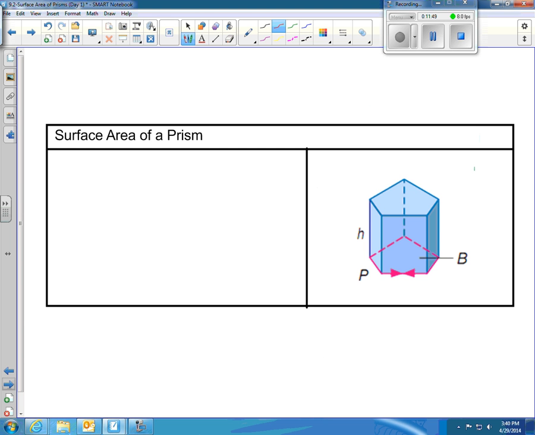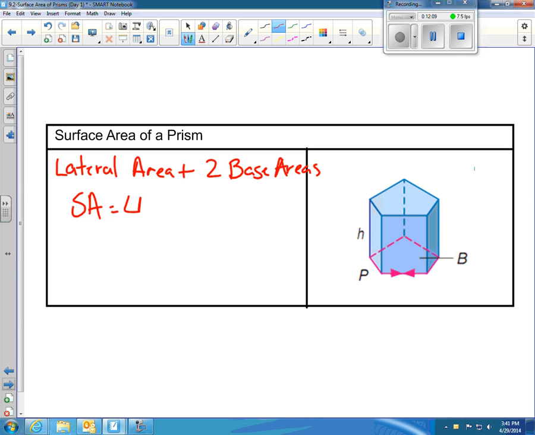Then we have to talk about surface area of a prism. Now, surface area is going to be our lateral area. Now, remember, that's all the sides plus 2 base areas. So our surface area is lateral area plus 2 base areas.